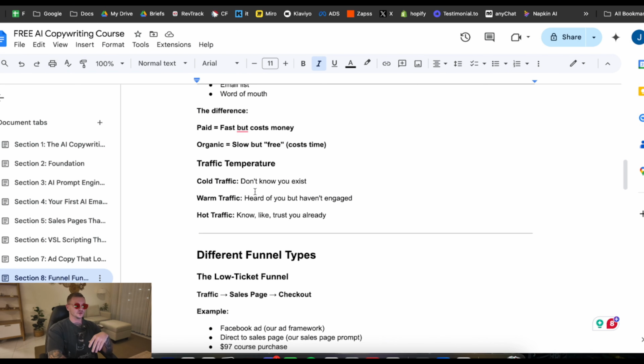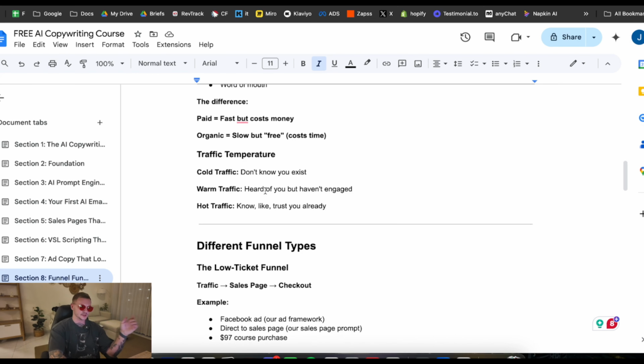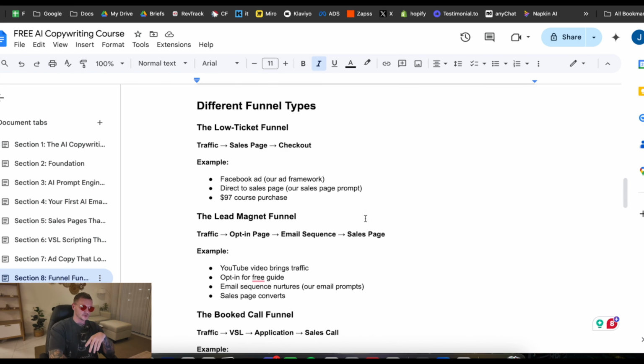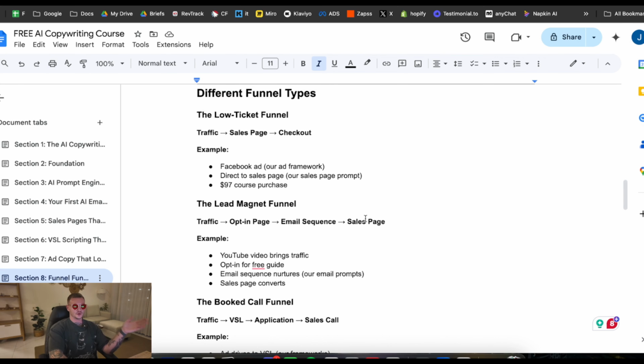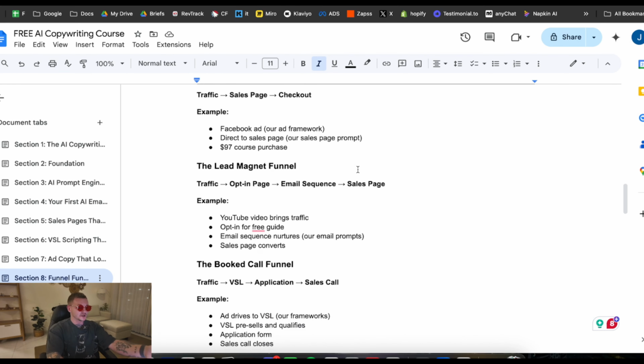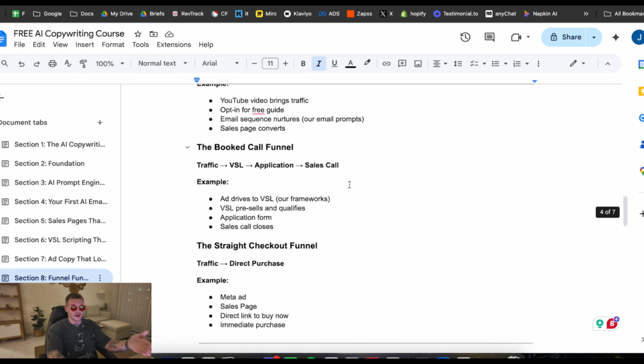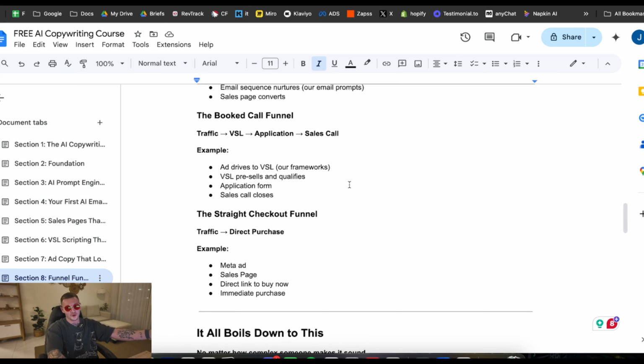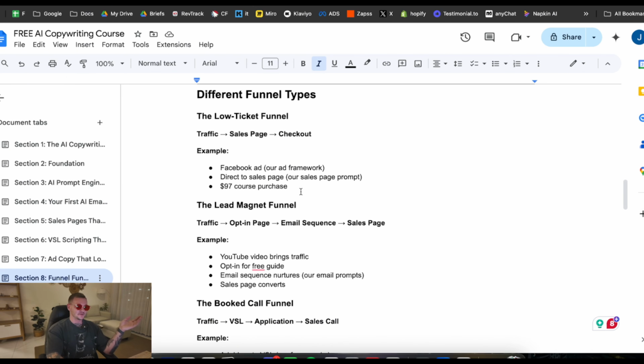This is the easiest to sell to, the hardest to sell through. That's pretty simple. Different types of funnels, so this is kind of more specific to coaching programs and stuff. It's not as specific to e-commerce, although you can have a low ticket funnel in e-commerce. Of course you can have a lead magnet funnel in e-commerce. You can have a book call. You can actually have a book call in e-commerce as well. So anyway, different types of funnel.